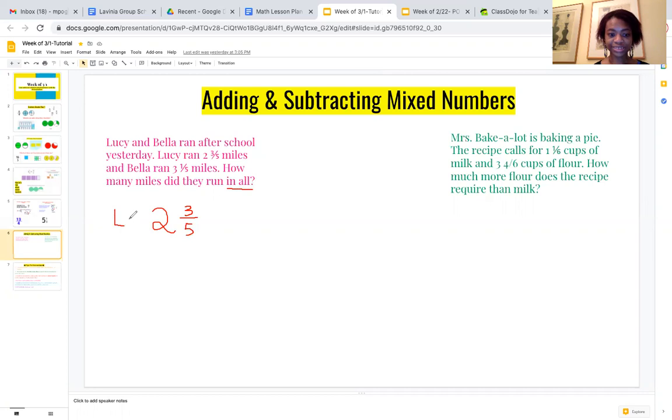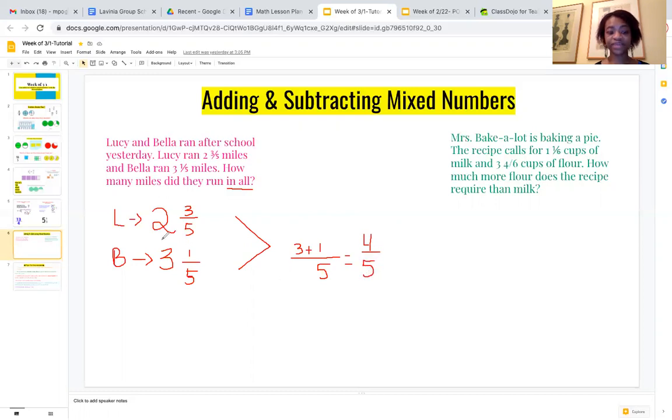This is Lucy. It's always nice to label. And then we have Bella, who ran 3 1/5. So what we want to do in this case is, as always, our denominator will stay the same. So 5 will stay as it is. And then we're going to add 3 plus 1, which gives us 4/5.